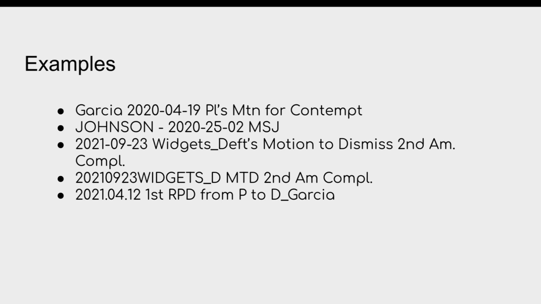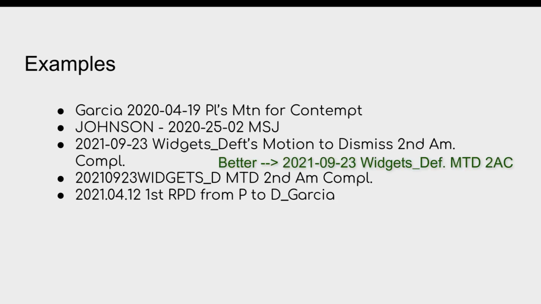Here are some examples. You will see here, Garcia, matter name, date, plaintiffs, motion for contempt. All right, then I know it's the plaintiffs, and I know it's a motion, and I know it's for contempt. Johnson, all caps, date, MSJ, descriptive, intelligible. Don't love this one too much. It's kind of long, but it works. It's okay. You have the date, you have the name of the matter, you have what it is. I would maybe consider abbreviating.